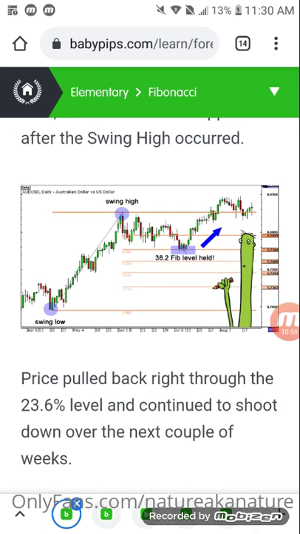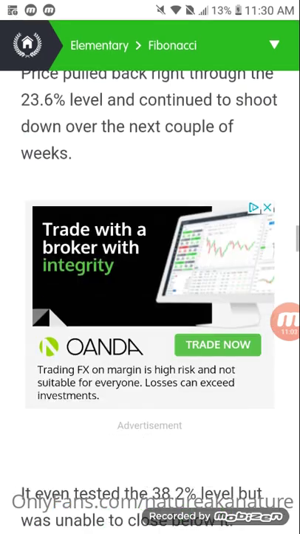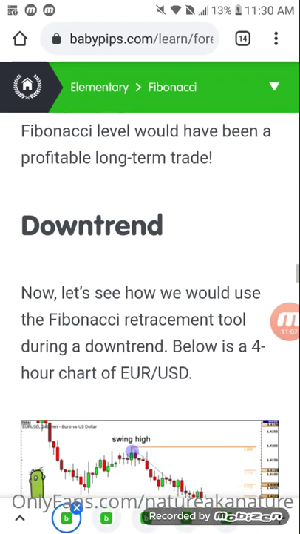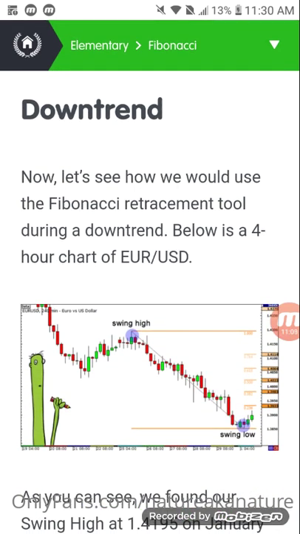So this is Fibonacci retracement, not extension. Price will retrace before heading back up. We will talk about Fibonacci extension in a few lessons later. All right, so now we're doing the downtrend. Now let's see how we will use the Fibonacci retracement tool during a downtrend.